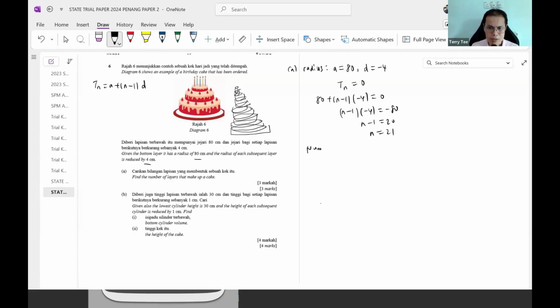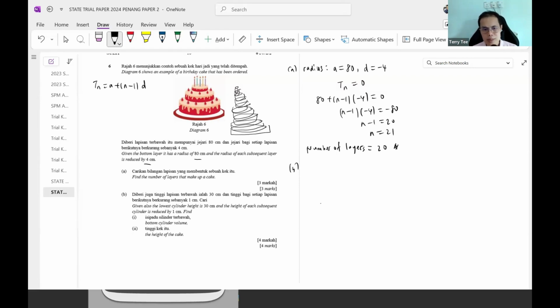But you cannot say your answer is 21, because you don't count the layer when the radius is 0. When the radius is 0, there's no layer, nothing. So your number of layers is not 21, it's 20. At 20, you still have a radius. But at the 21st layer, the radius is 0, so we got nothing. So the number of layers is 20.